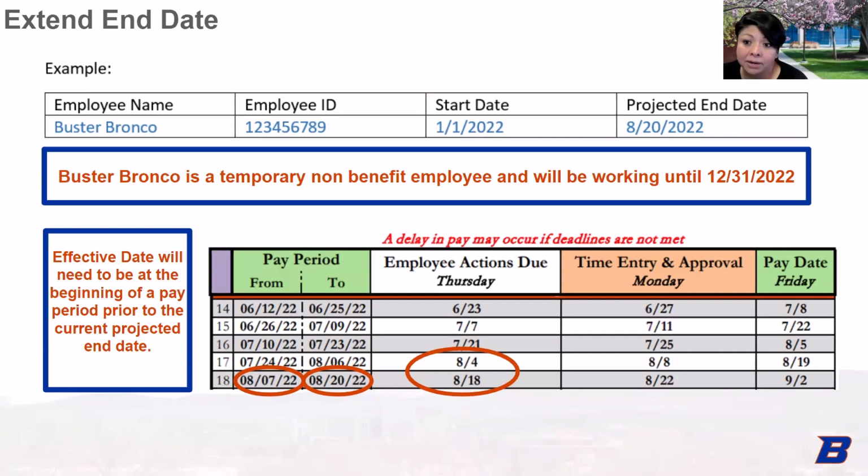Buster Bronco is a temporary non-benefit eligible employee and is going to stay in his working status until December 31st, 2022. So in order to submit this action, we need to submit it with an 8/7, that Sunday pay period beginning date. And we need to have it completely through approvals by August 18th in order to make sure that it's in the system prior to that projected end date. If that date passes prior to this action, they will most likely have their record terminated. And that means they will lose access to both email and Bronco Hub.